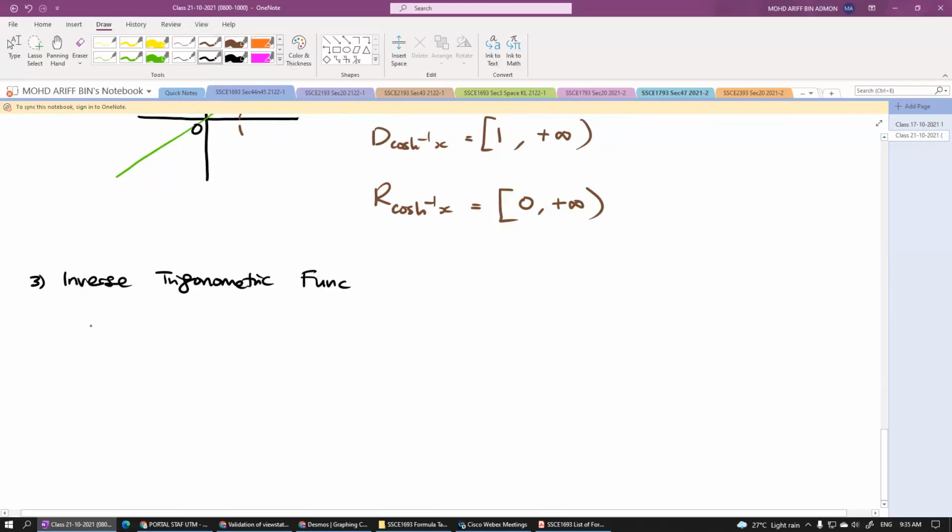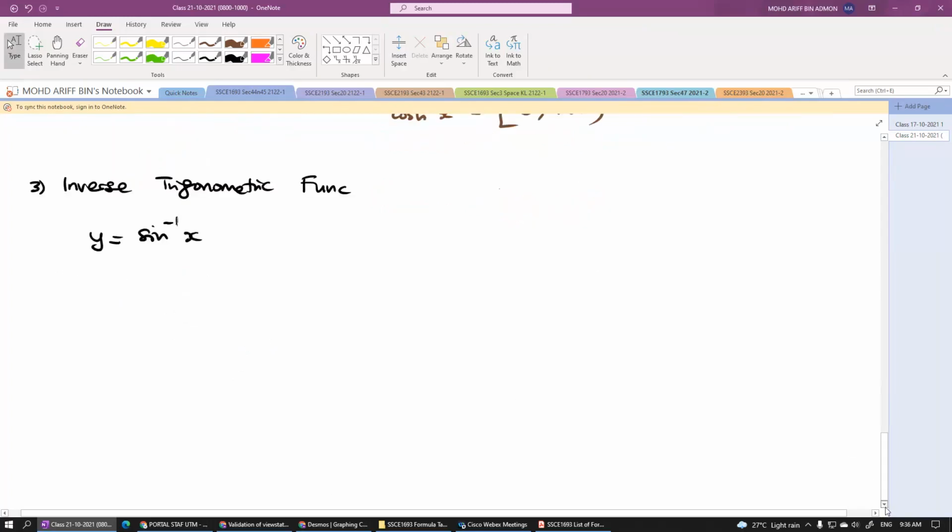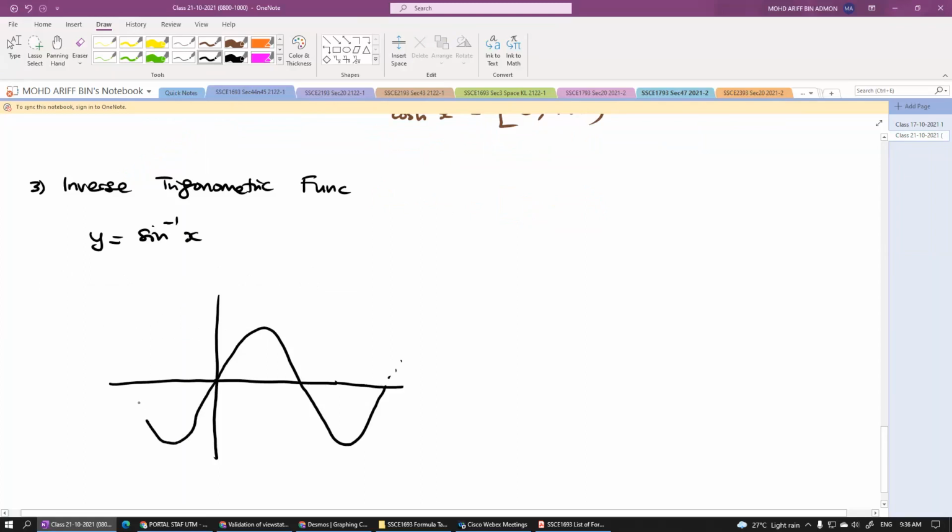Okay, I start from sine x, no h, because this is inverse trigo. If we are saying trigo, there is no h here. Bear that in mind. Let's take a look at the original graph. Sine starts from here and continues. Same goes to the left-hand side.